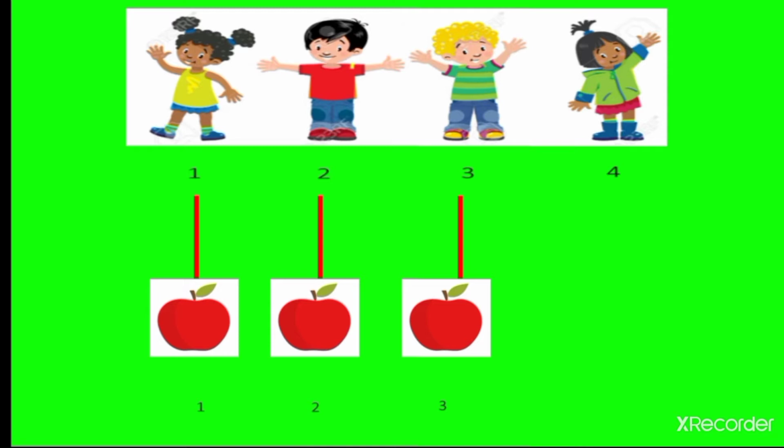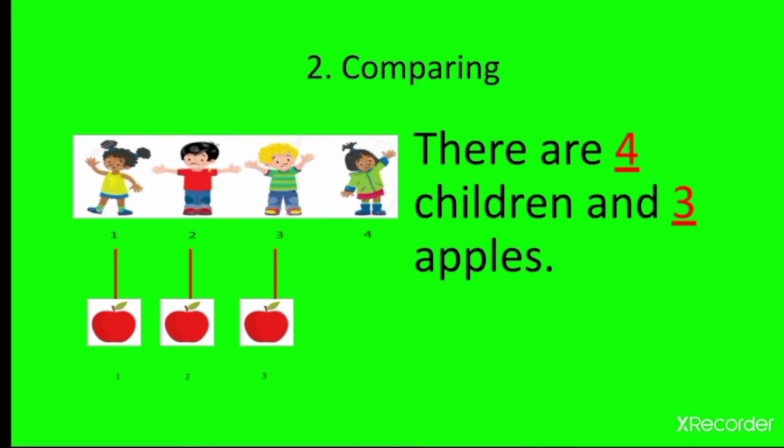There are 4 children and 3 apples. Do you think that they are the same? Think about it. No, there are more children than apples. 4 is more than 3.